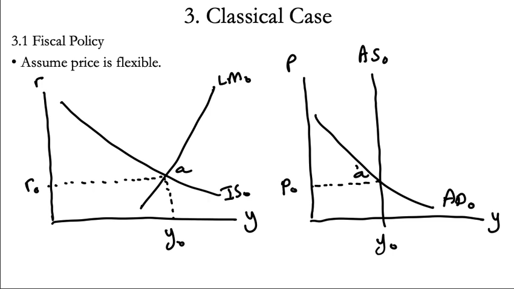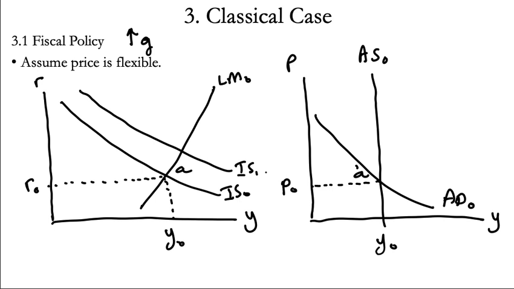So now let's start with fiscal policy. Let's say we have the same thing: there is an increase in G, or government spending. Because G is a direct component of IS, we know that IS will shift to the right from IS0 to IS1. So let's say it looks like this. Now we label it as IS1.